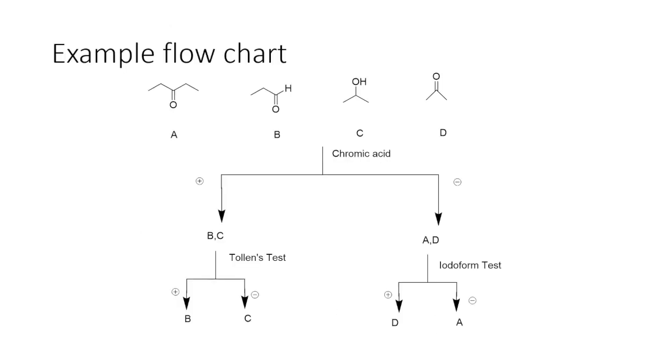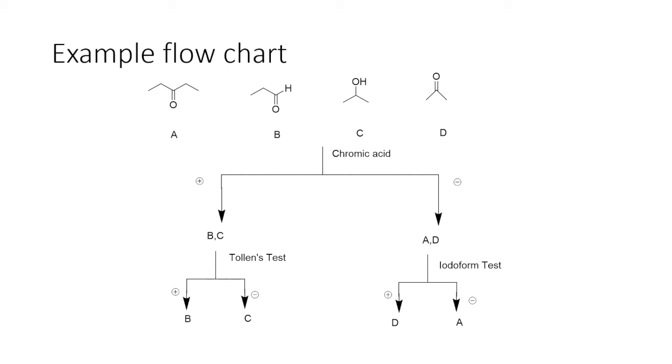Here is an example of a flowchart which can be used to help us differentiate between our unknown aldehydes or ketones. As you can see, there are 4 example molecules shown. Molecule A, 3-pentanone, molecule B, propanal, molecule C, 2-propanol, and molecule D, 2-propanone.